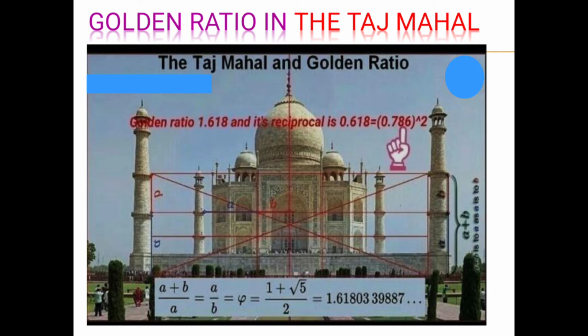Another miracle of this symbol: Muslims always use the holy number 786. If you take the square root of 0.786, we will get 0.886, and the square of that number will give 0.618. So that is also one of the beauties and the fame of that number.